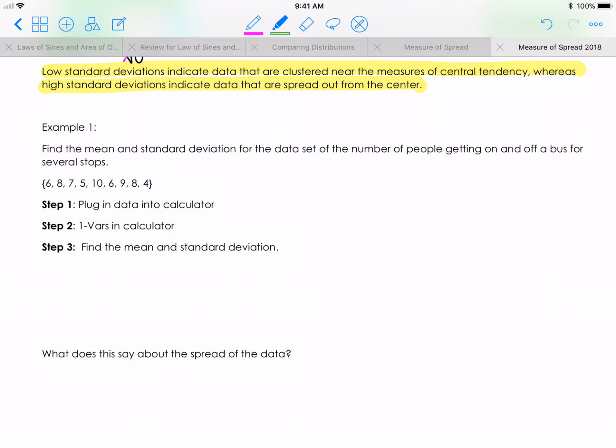Okay, so I want you to plug this into your calculator. I'm going to plug it into mine. You guys know how to do this already. Go back here. Okay, so when I'm plugging this in, I have 6, 8, 7, 5, 10, 6, 9, 8, and 4. And I'm hoping you guys are all doing this as I'm doing it too.